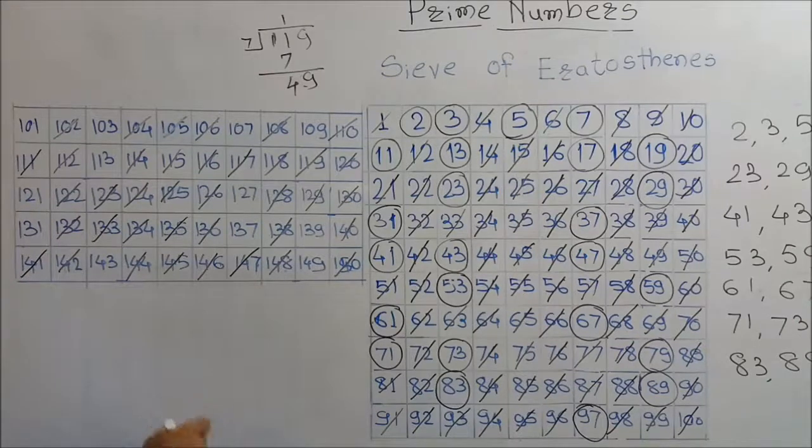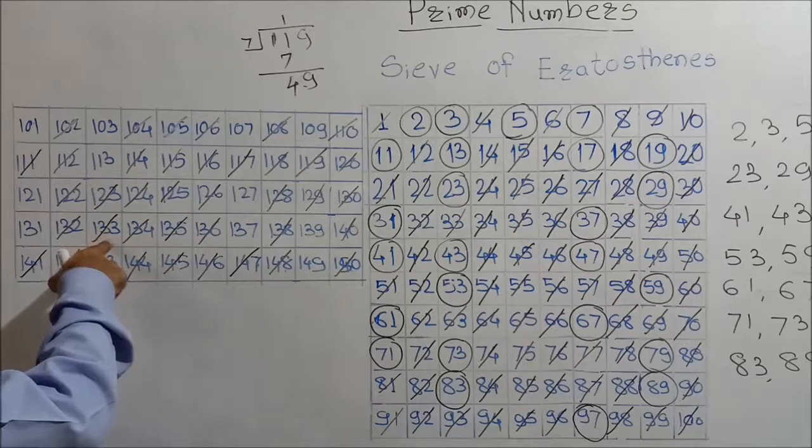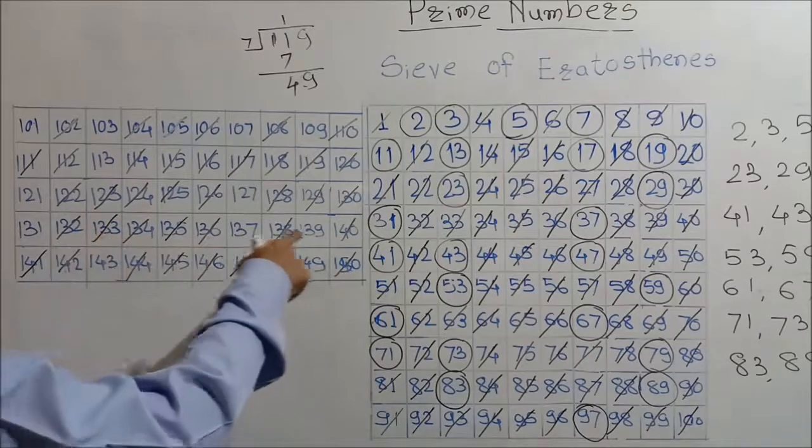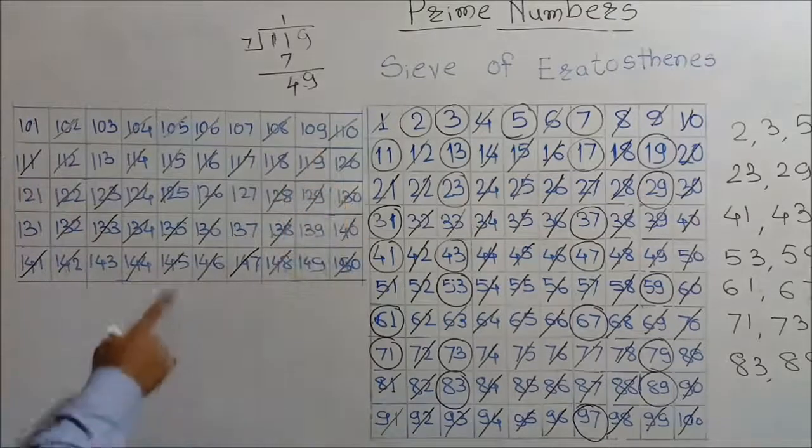Okay. Now after that, 133 we will add 7 in it. We get 140. It is in a table of 7. It is already crossed. And 147 already crossed.